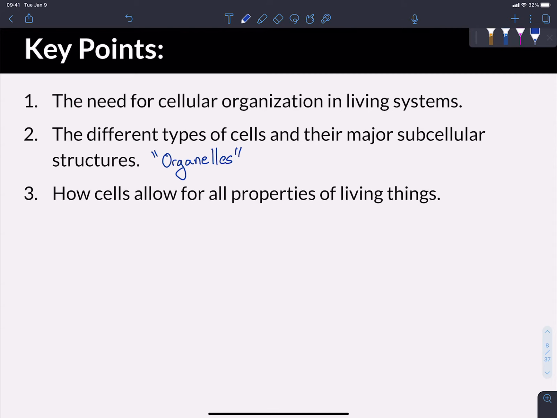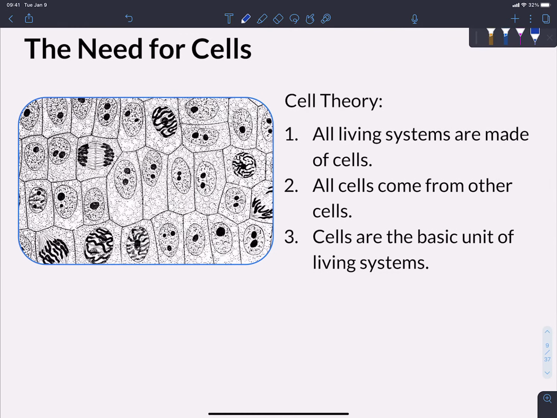And then we're going to talk about how the organization of cells and the structure of cells allows for all of the properties that we find in living things. And again, probably a review, but if it's not, I'm glad you're here.